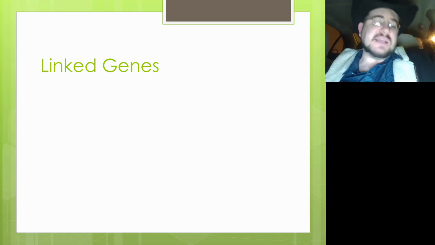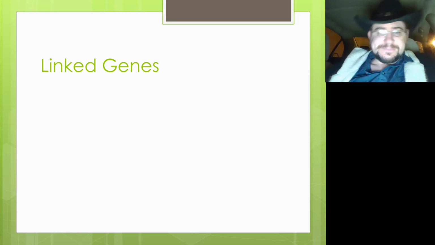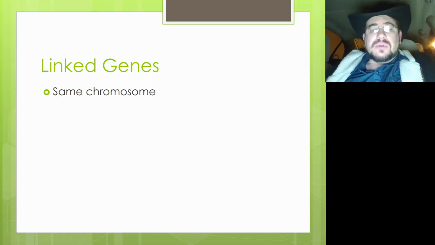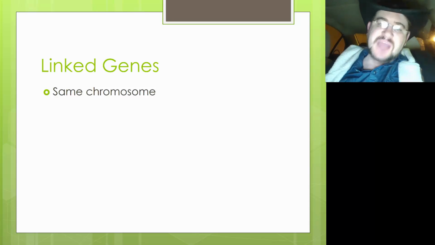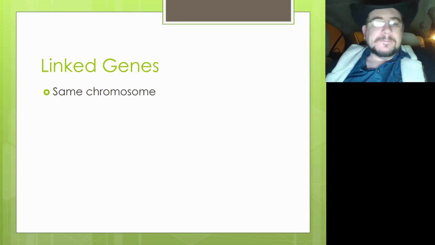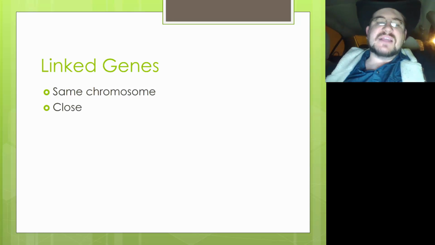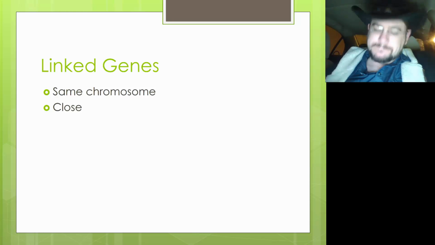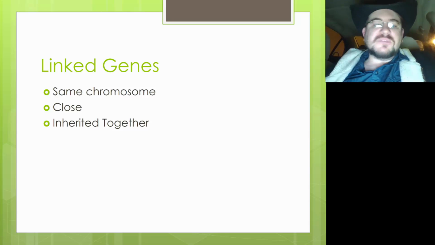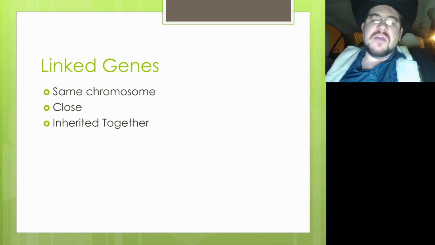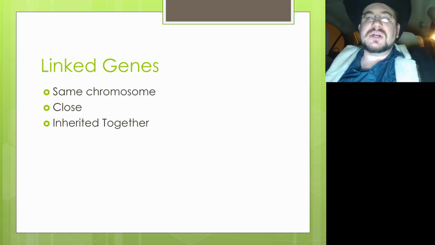Okay, now let's talk about the next thing, linked genes. Linked genes are genes that occur on the same chromosome. However, that's not what makes them linked. What makes them linked is their extreme closeness to one another. This means that they're almost always inherited together. If you say, well, they're on the same chromosome, so they're always inherited together.